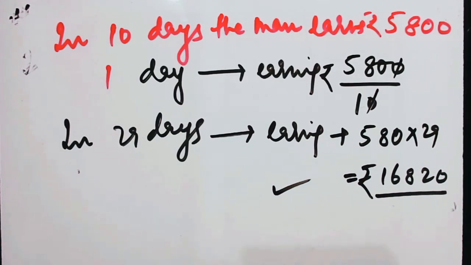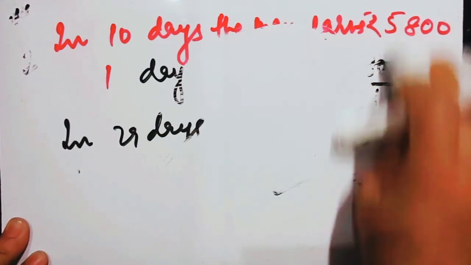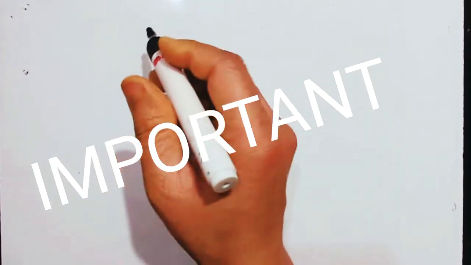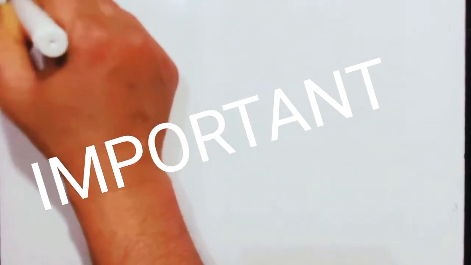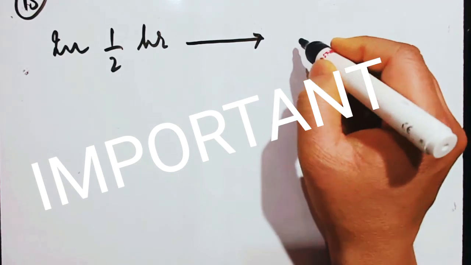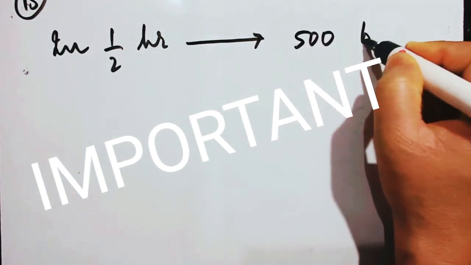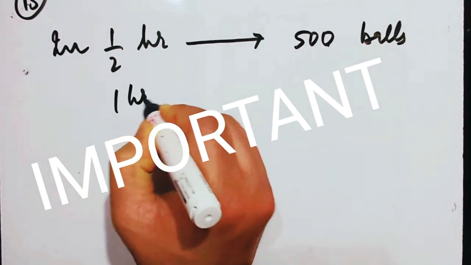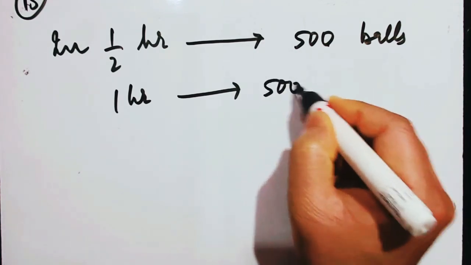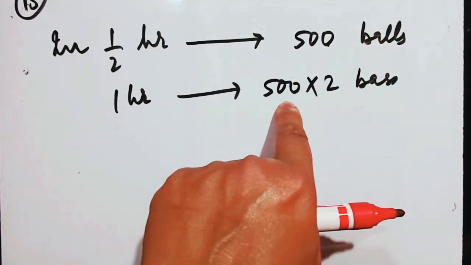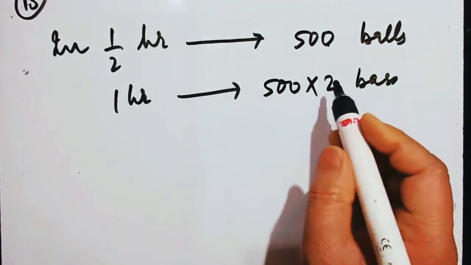Now, when we come across number 18, we find that here some calculation should be understood while solving. For example, a machine is used for making rubber balls and makes 500 balls in 30 minutes. So, in half an hour, the machine makes 500 rubber balls. In half an hour, if it makes 500 balls, so in 1 hour, how many balls can be made? 500 multiplied by 2 balls. Double. In half an hour, 500 balls, so in 1 hour, 2 times. Clear?